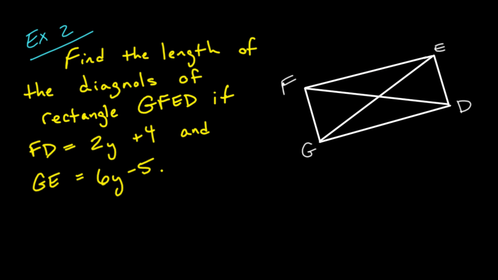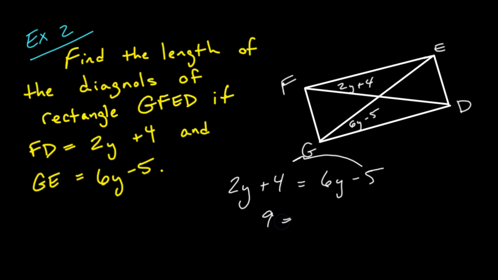All right, find the length of the diagonals of the rectangle GFED if FD is 2y plus 4, so we'll label that, and GE is 6y minus 5. All right, it's a rectangle, so we know the diagonals are congruent, so we can say that 2y plus 4 equals 6y minus 5. We'll bring the 5 over to that side, ends up giving us 9, and we'll bring the 2y to the other side, give us 4y. Divide each side by 4, and we find out that y equals 2.25.